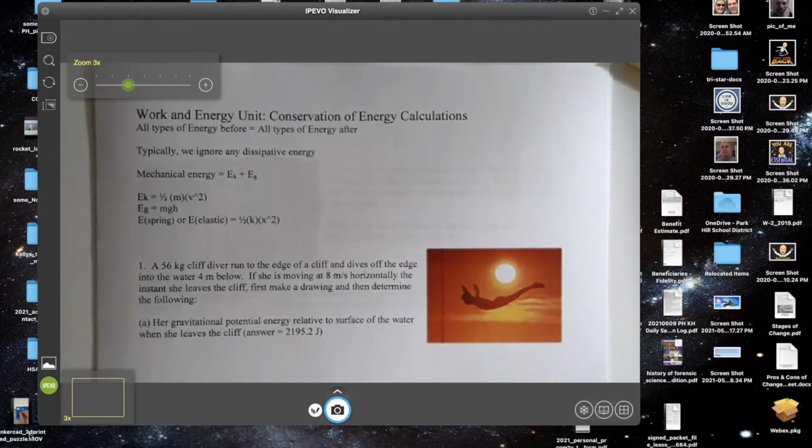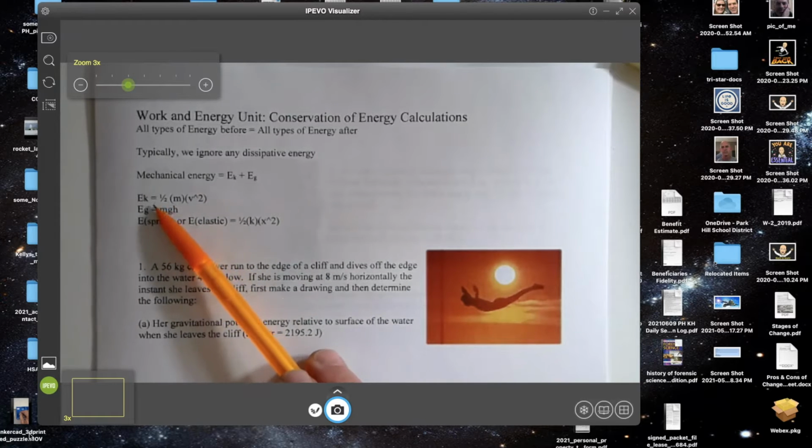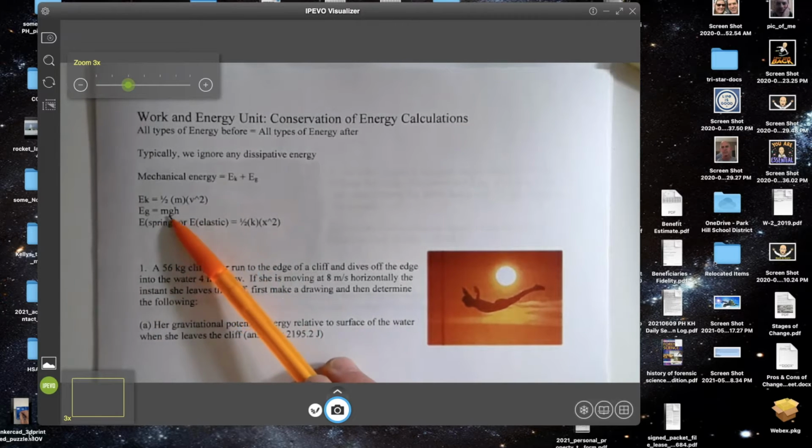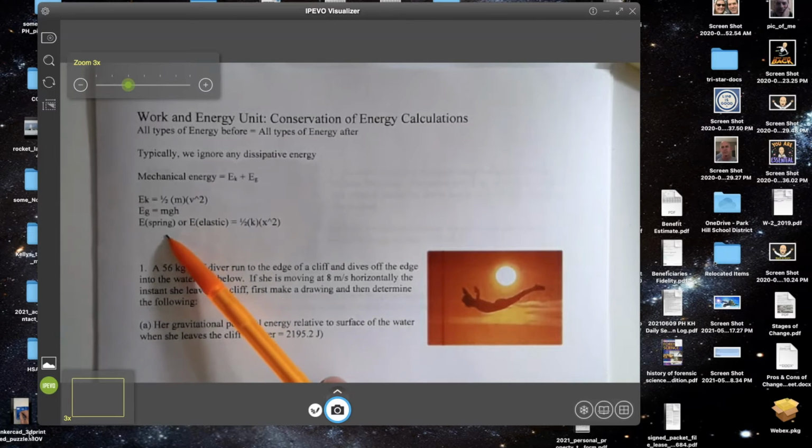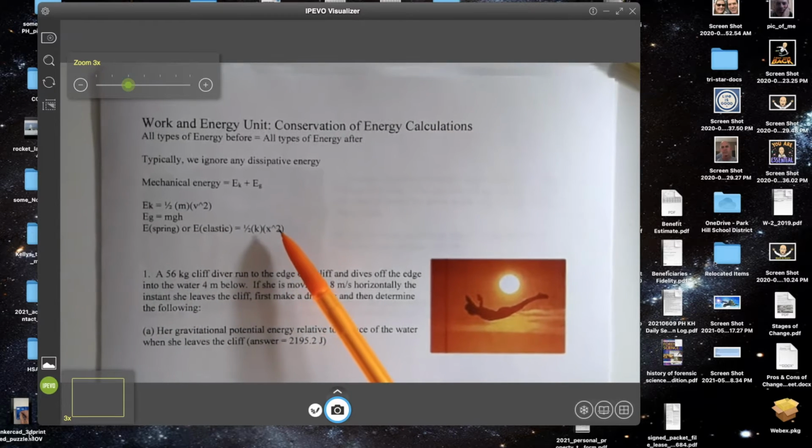So basically we've talked about different types of energy, and some of the common forms of energy that deal with motion would be kinetic energy, gravitational potential energy, and spring energy. I've got the equations for those three here: EK equals 1/2 mv squared, EG equals mgh, and the spring or elastic energy equals 1/2 kx squared.